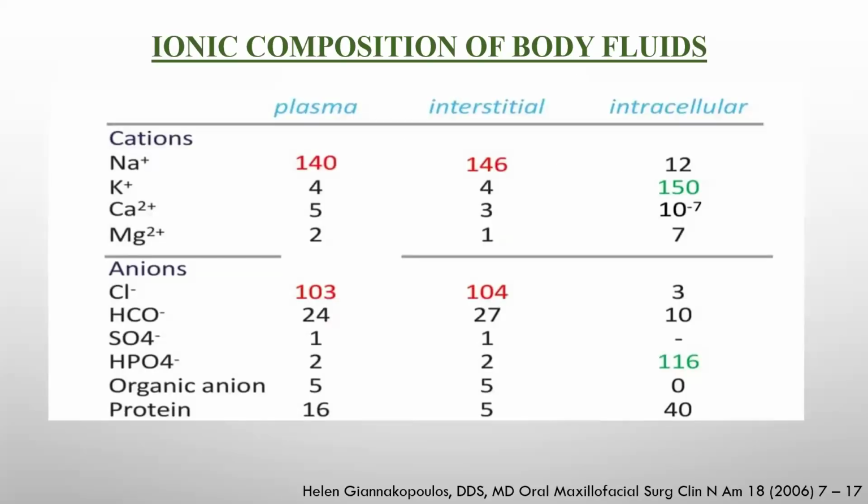So this is a table showing the normal ionic composition of the body fluids. In the plasma, sodium is the predominant cation, and chloride the predominant anion. In the interstitial fluid, the same, sodium and chloride are the predominant ones. And intracellularly, potassium is the more predominant cation, and phosphate the predominant anion.